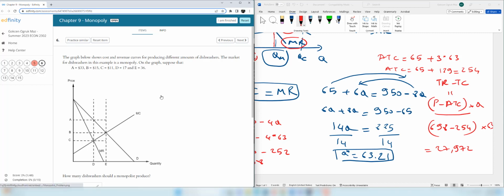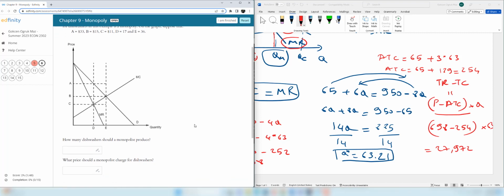The graph below shows cost and revenue curves for producing different amounts of dishwasher. The market for dishwashers in this example is a monopoly. On the graph, A is 33, B is 15, C is 11, D is 17, and E is 36. How many dishwashers should a monopolist produce? So we check MC equals MR intersection and read D, because the intersection refers to D, the quantity. That's the profit maximizing quantity. So the right answer is 17.